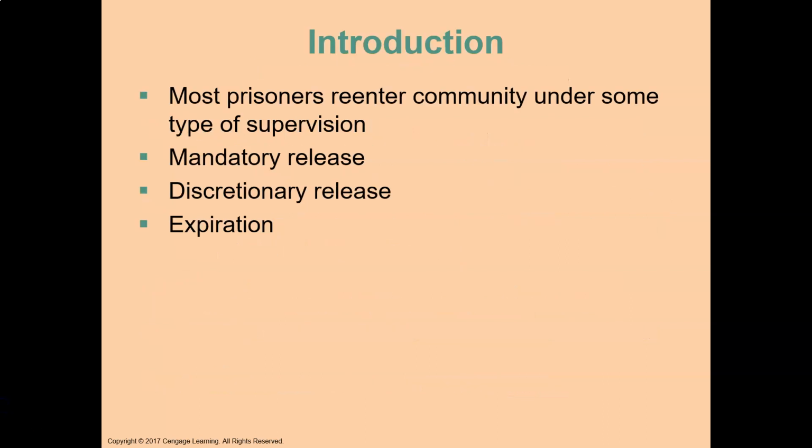Okay, so there's a few different types of release. Most prisoners who are being released from prison, again, this is a person who is a sentenced felon and is in a state facility for a felony. In California, that would be a violent felony. So these are people who are in a state prison. Some of them are being released by way of mandatory release, some by way of discretionary release, and some by way of expiration. So what is the difference?